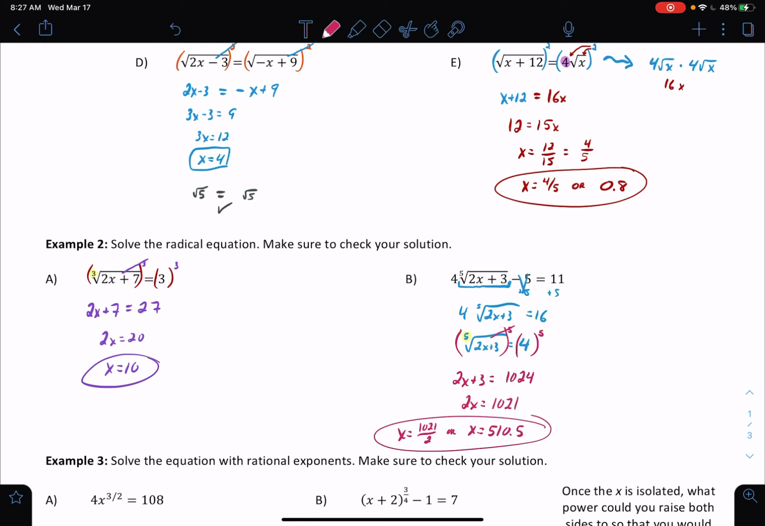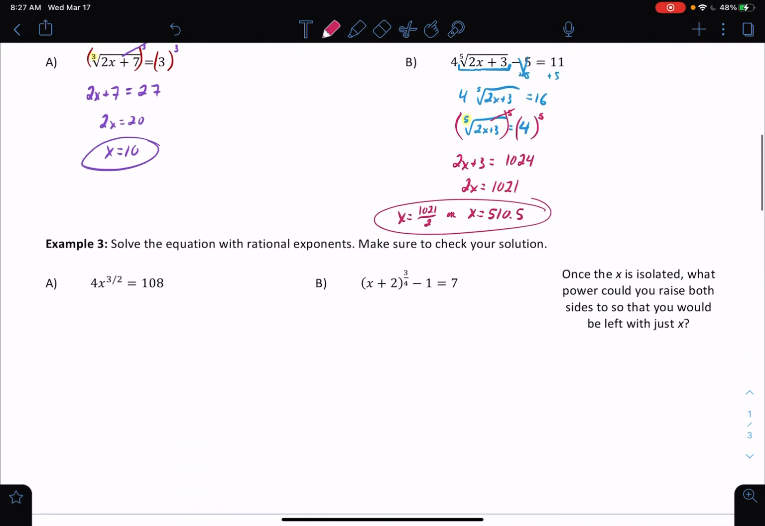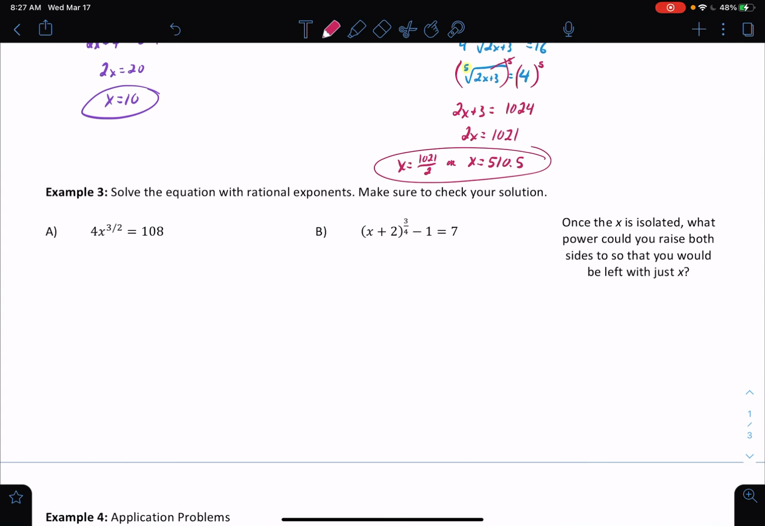All right, so that's how we solve radicals. What if it's not in radical form? What if it is in rational exponent form? What if our variable has an exponent instead of being trapped underneath a radical? How would I undo this? Think about this question that I got posed over here.